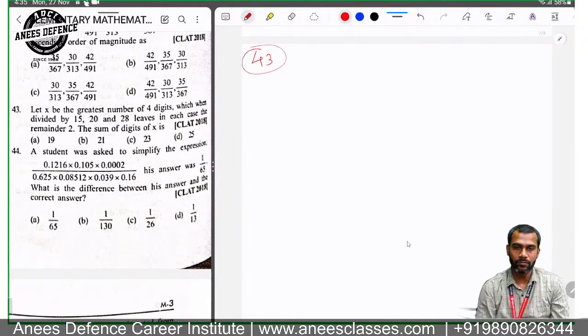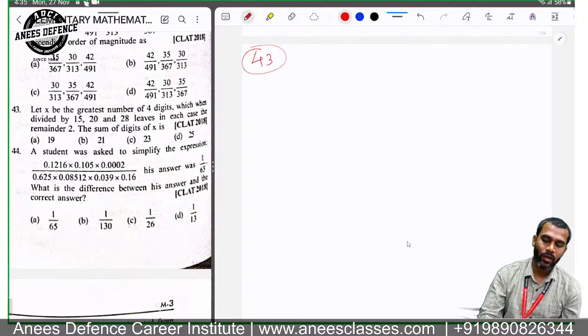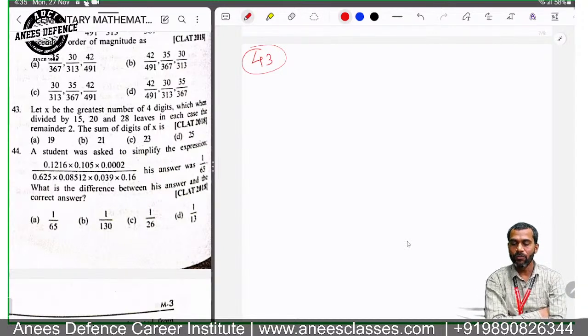Question 43. If x is the greatest number of 4 digits which, when divided by 15, 20, 28, leaves in each case the remainder 2, the sum of the digits of x is. Please try. Very easy.